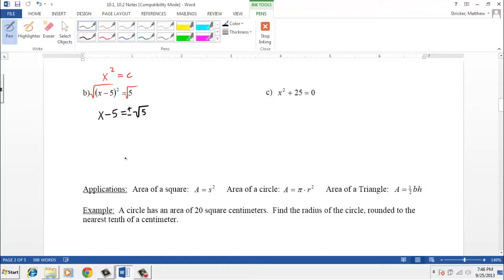And then we want to isolate the x. So I'm going to add 5 to both sides. This gives me x equals 5 plus or minus square root 5.